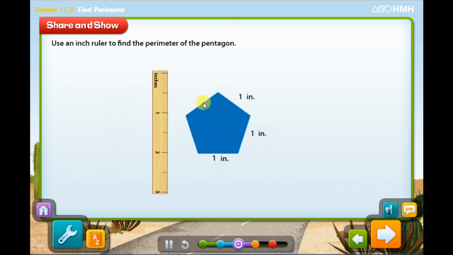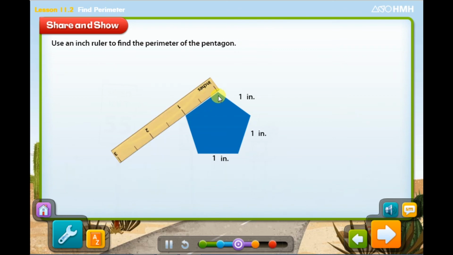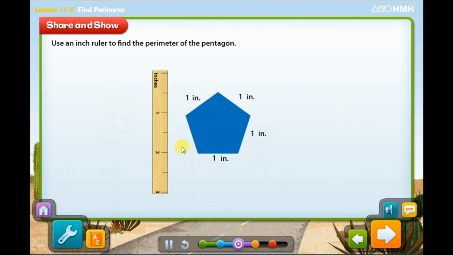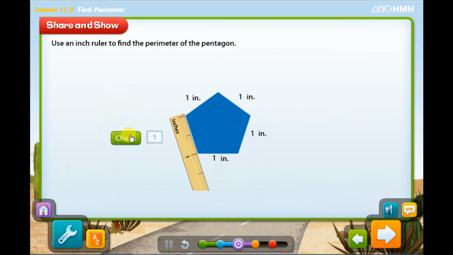Now measure the fourth side. How many inches long is the fourth side? 1 inch. Type the answer. 1 inch is on 0 and the other edge is on 1. So it is 1 again. That's correct. This side is 1 inch. Now measure the fifth and final side. It should be, without measuring, 1. Bravo. How many inches long is the fifth side? Type the answer. Because the pentagon has 5 equal sides. That's correct. This side is 1 inch.